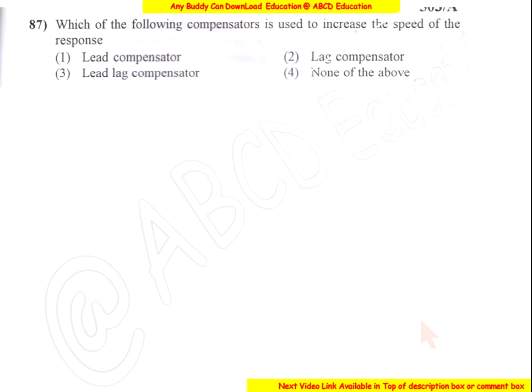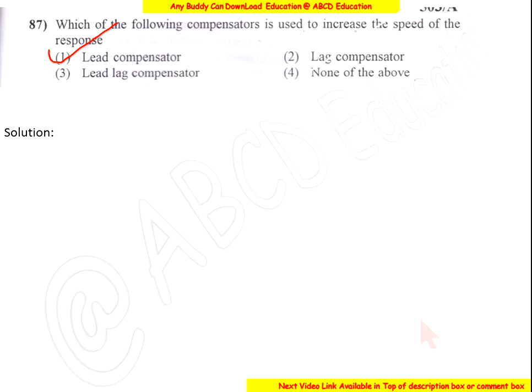Now come to question number 87. Which one of the following compensators is used to increase the speed of the response? Okay, so the lead compensator is used to increase the speed of the response. Why? Because when we use a lead compensator, the phase margin of the system is increased. Due to this, the stability of the system is increased. If the stability is increased, then the gain of the system is decreased. Due to the decrease in the gain, the bandwidth of the system is increased.